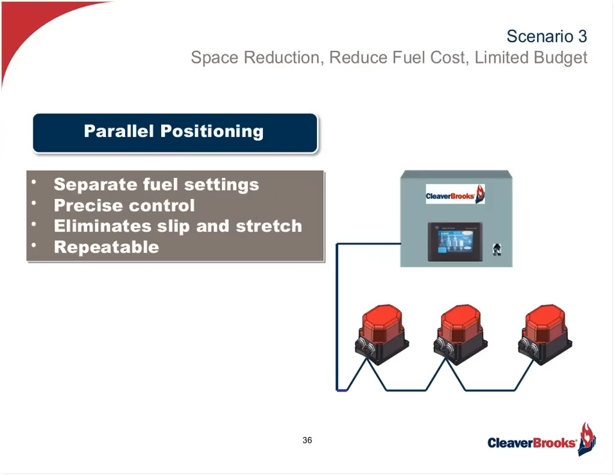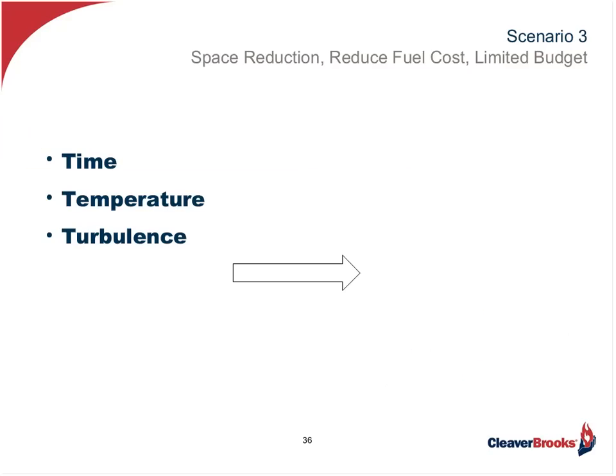Rather, go to parallel positioning where you replace all of that single point linkage with independent actuators that are then driven through a central control. Now I'm controlling my fuel, my air, and if I've got flue gas recirculation, I'm controlling that damper with this actuator. Now I've got repeatability. I eliminate the slip and stretch. This is the way to try to control that excess air on a repeatable basis very effectively.